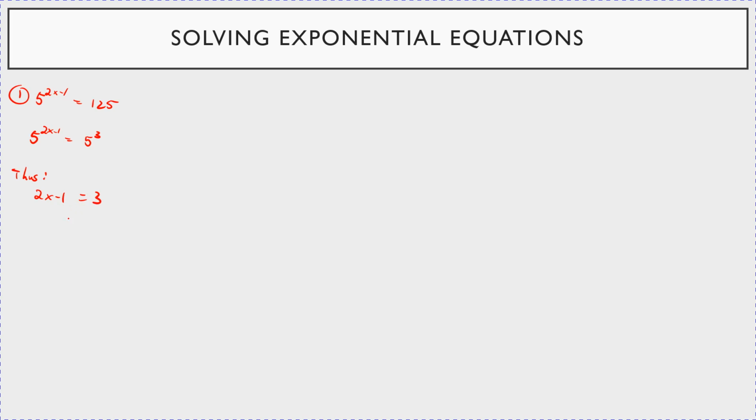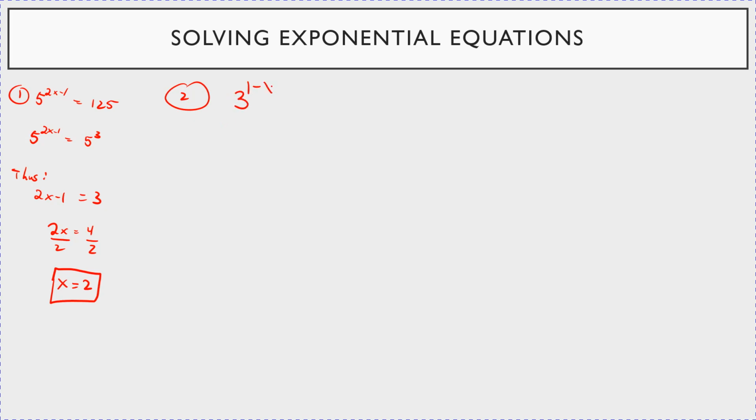This is such a simple equation to solve. Add 1 to each side, divide by 2, and your solution here is that x is equal to 2. If you were to check this, plug 2 back in: 2 times 2 is 4, minus 1 is 3, and 5 cubed is 125. So it works out. The key was just to start off rewriting it so that the bases are the same.